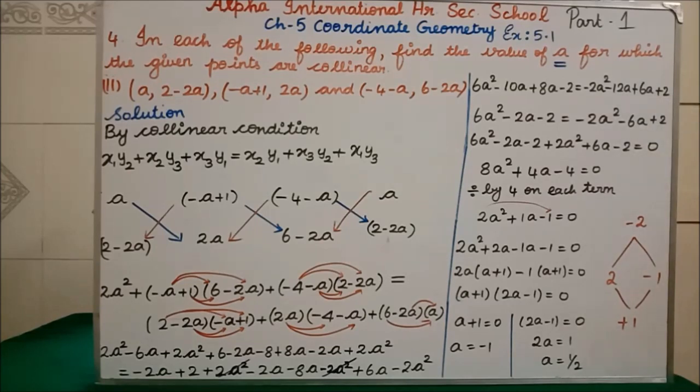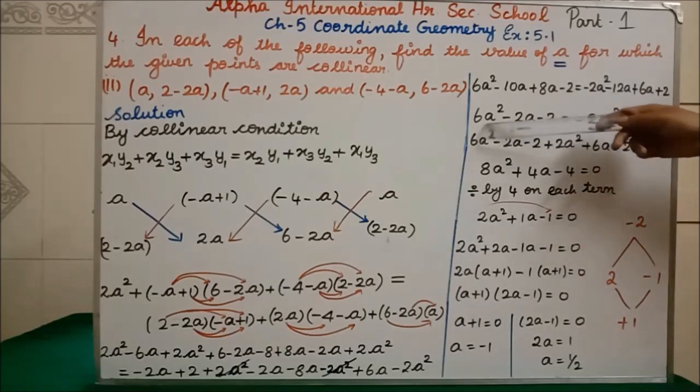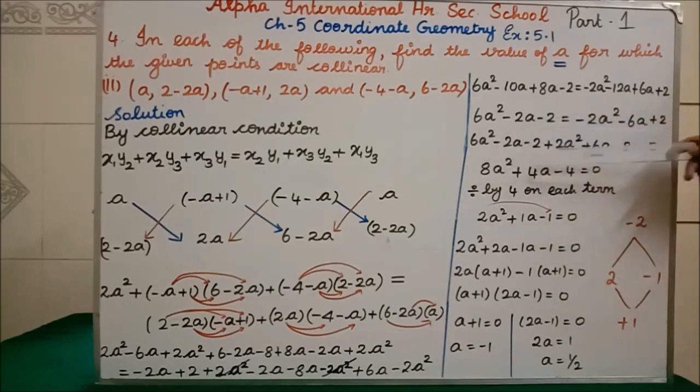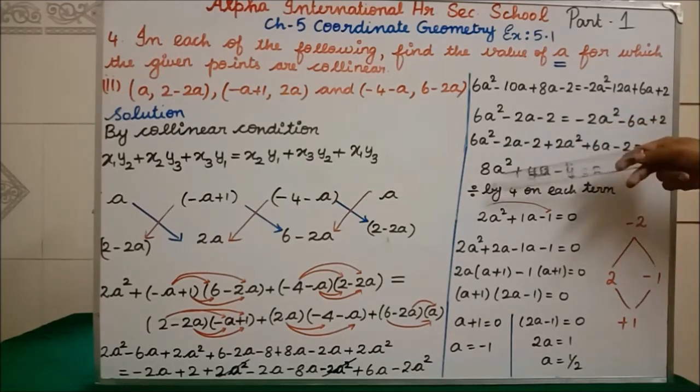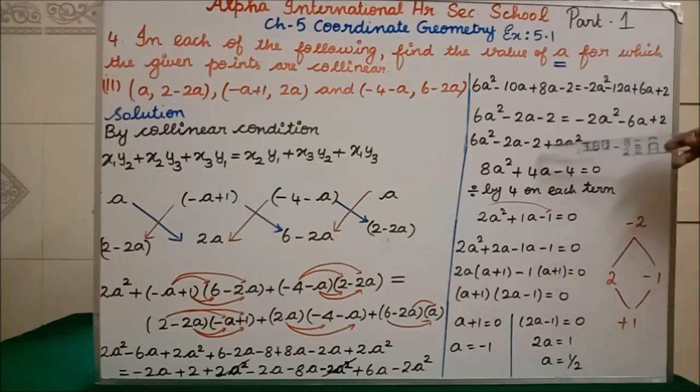The next step we are taking all the terms to that side. So minus will become plus and plus will become minus. So 6a square minus 2a minus 2 plus 2a square plus 6a minus 2 equal to 0. Here 6a square, here another a square. 6 plus 2 is 8a square. Minus 2a plus 6a is what? Plus 4a. Then minus 2 is what? Minus 4 equal to 0.